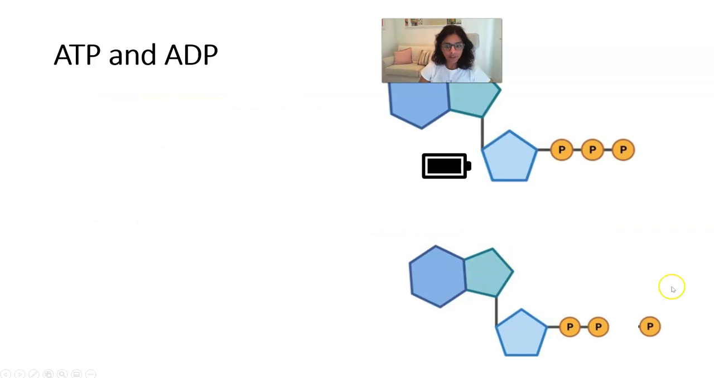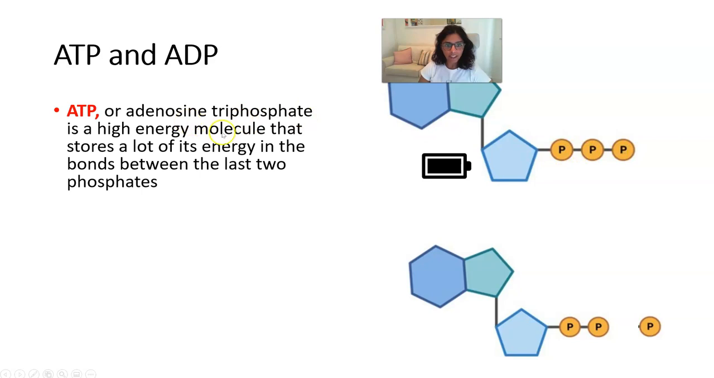So if we look at that here in a cartoon, this molecule here represents ATP. So this is adenosine, that's this section here, and then that's 1, 2, 3 phosphates. So ATP, and the full battery icon here is letting us know that it's a high energy molecule. Now, a lot of that energy is stored in the terminal bond.